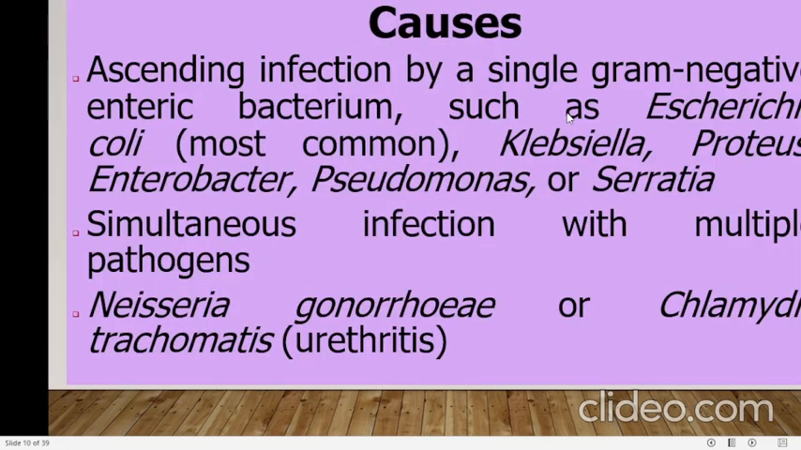What are the causes? We have ascending infections by a single gram-negative enteric bacterium, and the most notable gram-negative enteric bacterium is Escherichia coli. We are saying that it is the most common. We also have Klebsiella, Proteus, Enterobacter, Pseudomonas, or Serratia.